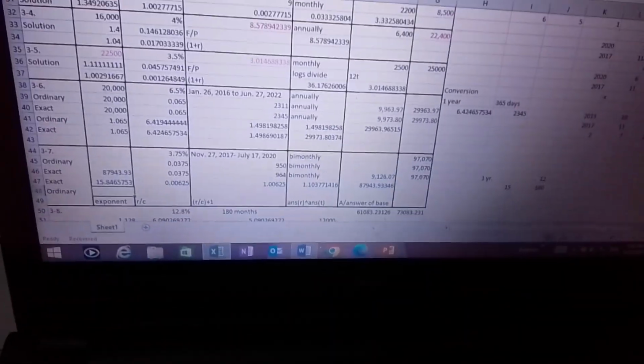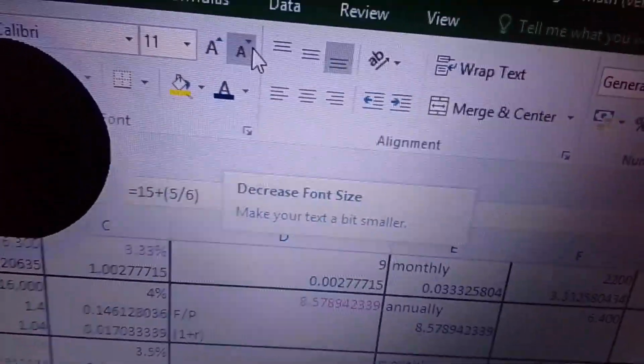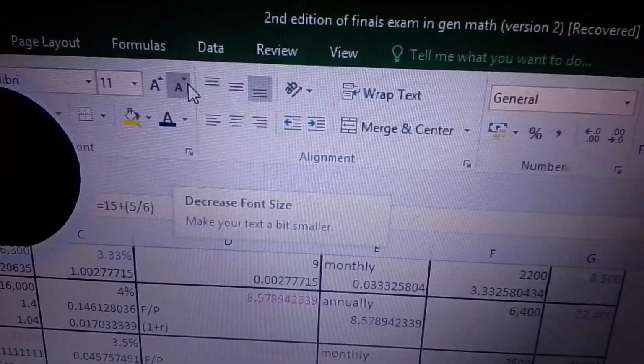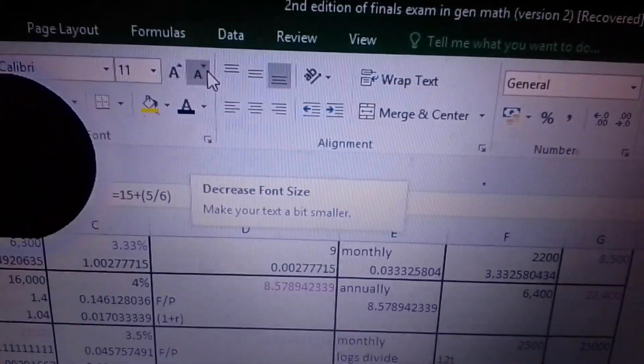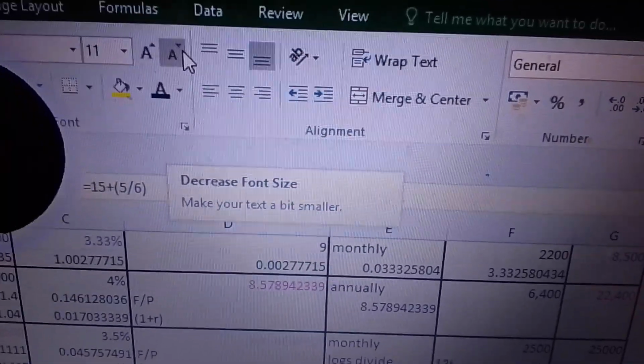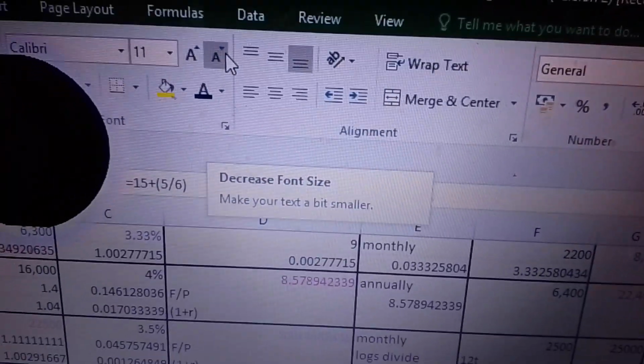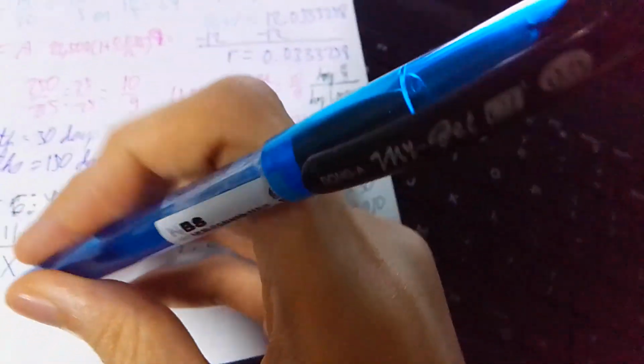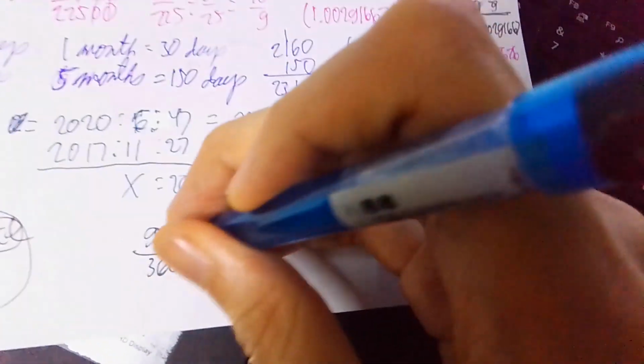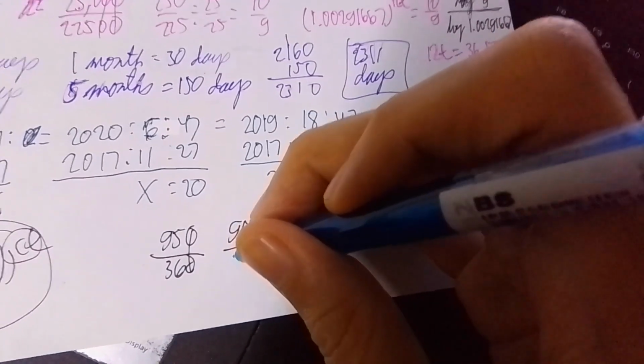That's all. For the ordinary interest naman, remember I said the first thing that we're gonna do is the exponent. So what I did here was 15 plus 5 divided by 6. Now, you might be asking me, why is 15 plus 5 divided by 6 my exponent? It's like this. Remember what our time is? Our time is 950 days. 950 divided by 360.